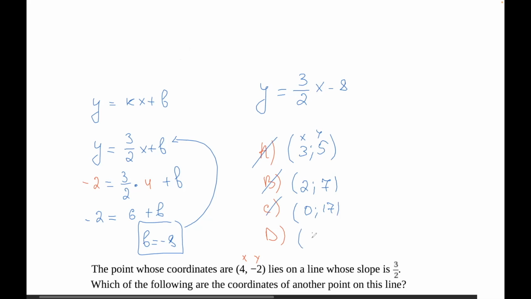You have another one, let's say 4 and minus 2. When x is 4, y is minus 2. Does it work? When x is 4, y is minus 2. Like 3 over 2 times 4 is 6, minus 8 is minus 2. It works. So what comes next?